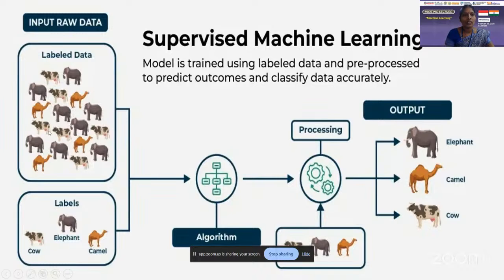So this is nothing but labeled data, and once it is fed into an algorithm, it will do all the pre-processing work, and finally it can conclude which animal is an elephant, camel, and cow, based upon some of the characteristics that we have enabled the machines to learn previously. So this kind of learning we call supervised machine learning.